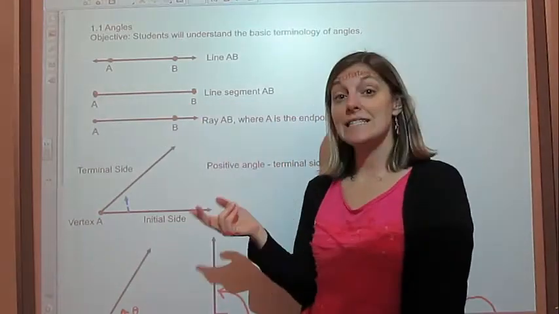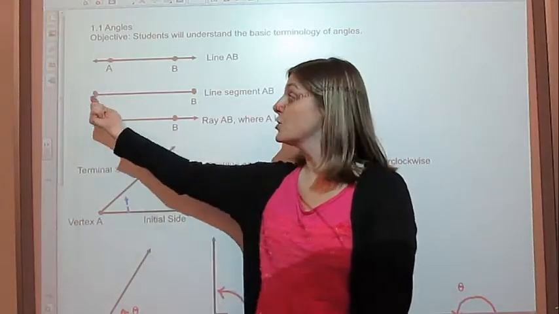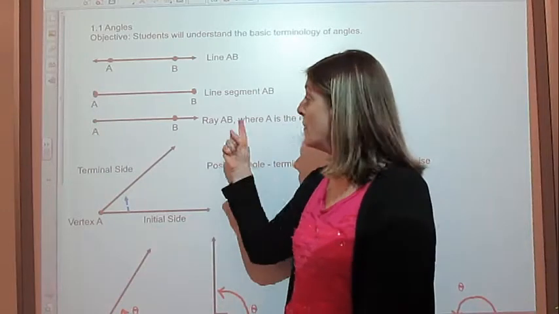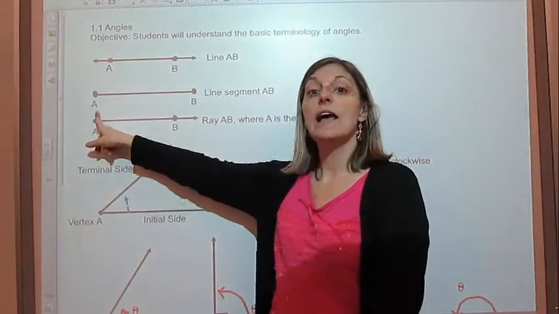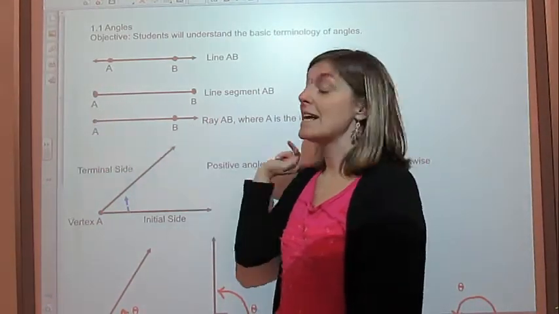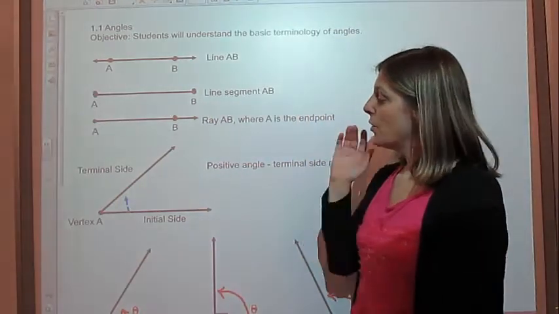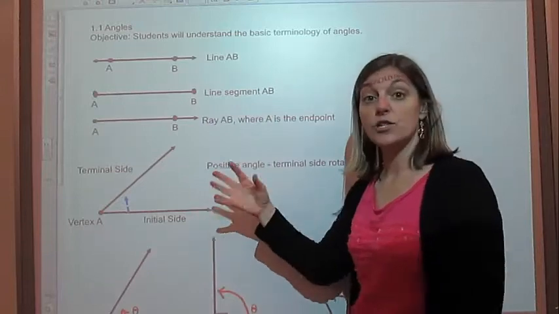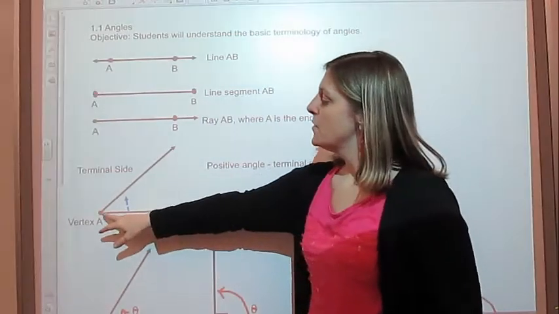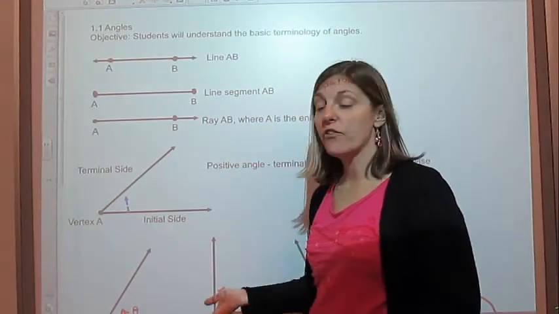Here we have a line segment. Remember that a line segment has two endpoints. And then we have a ray, where we have an endpoint and a line that extends in one direction forever. Okay? So in order to have an angle, we need two rays. And where the rays come together, we call that the vertex.